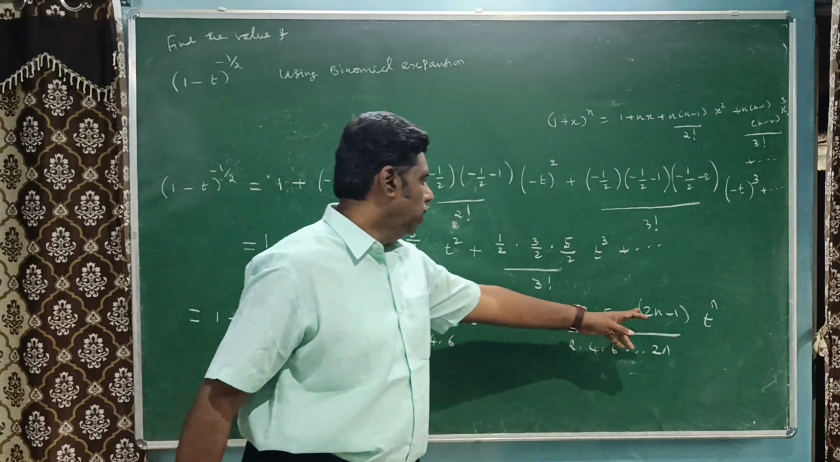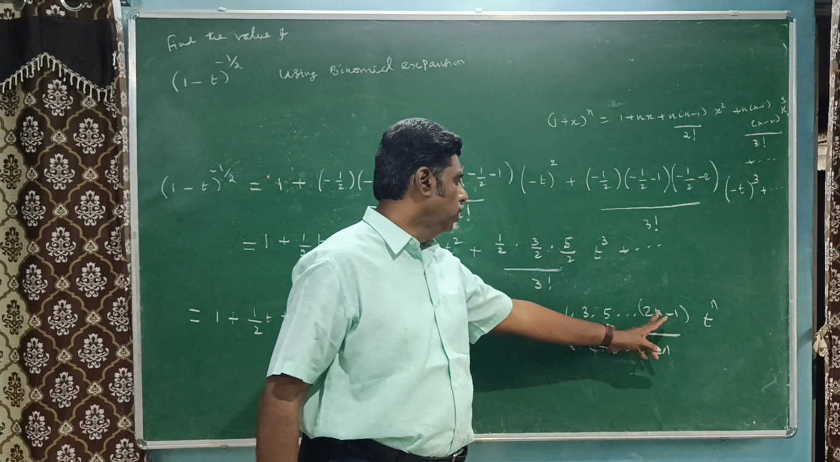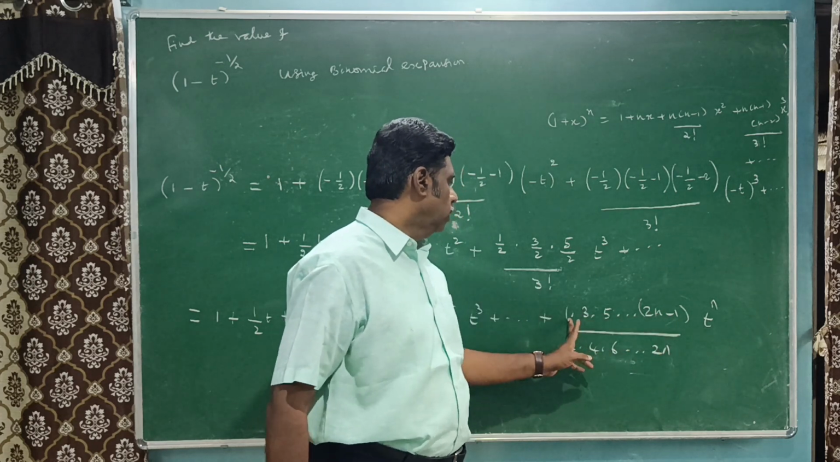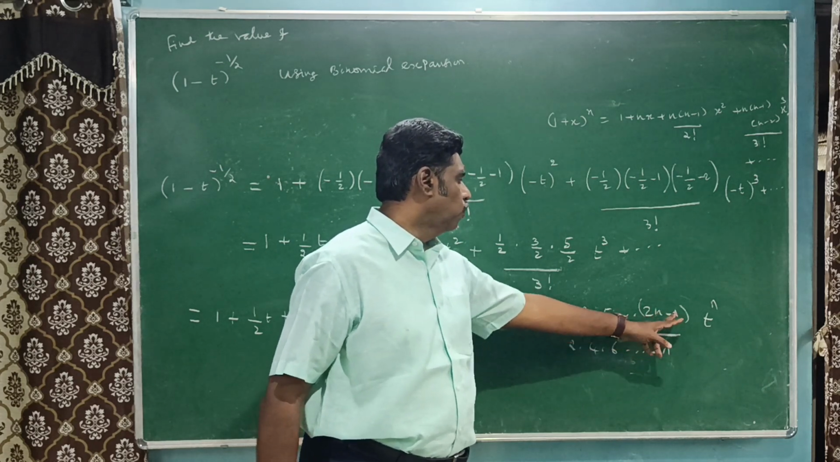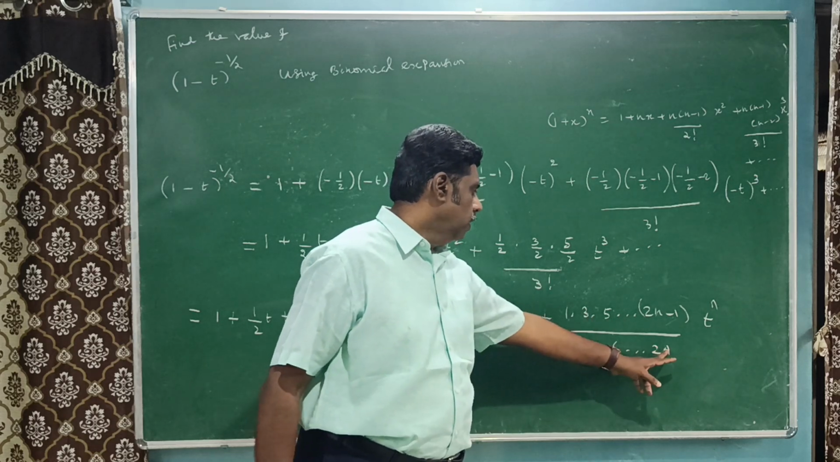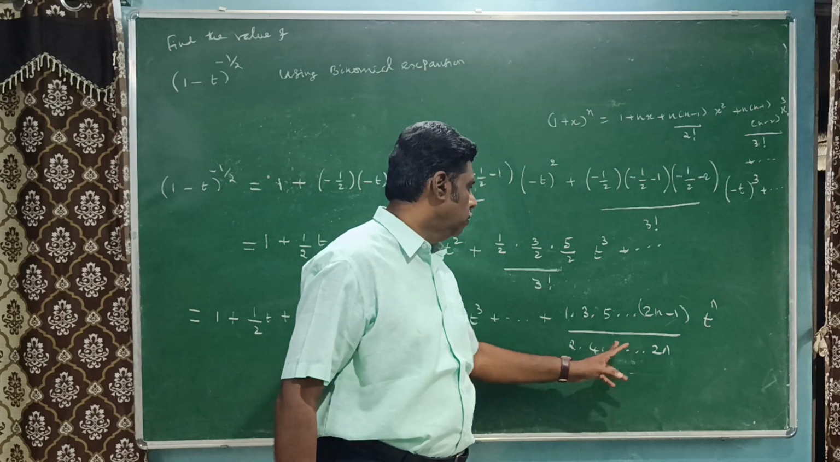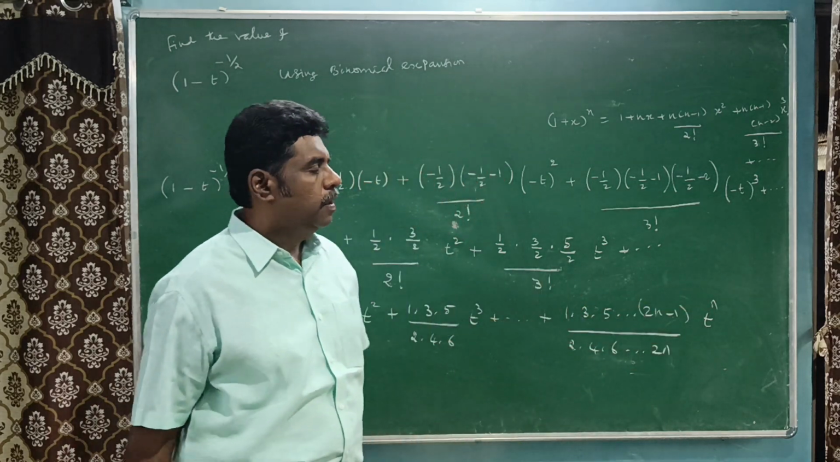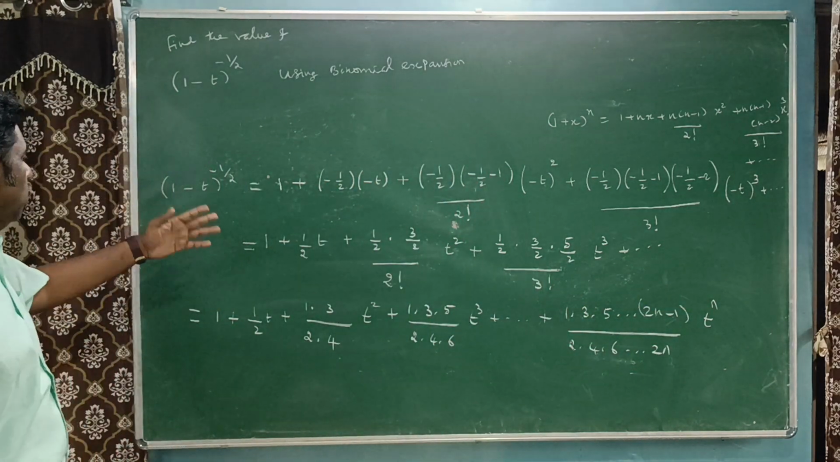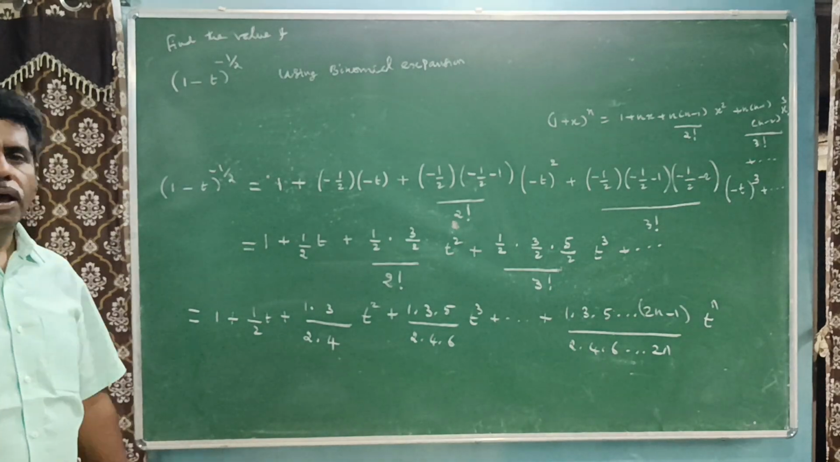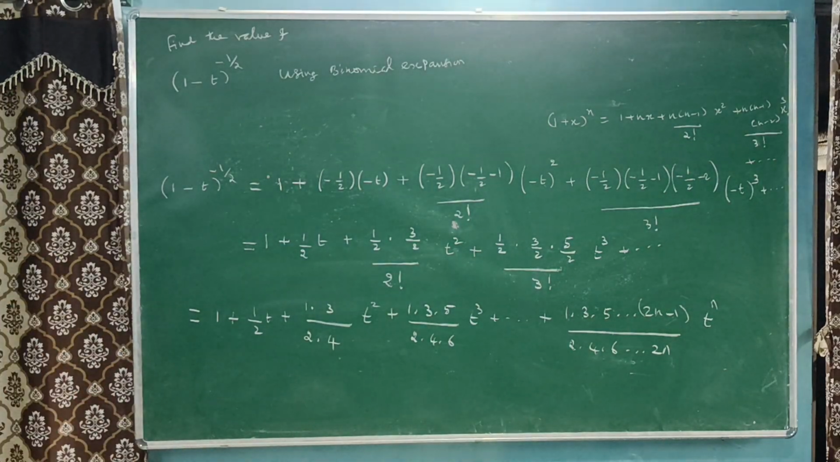See here, if you put n equal to 1, 2 into 1 is 2, 2 minus 1 is 1. For n equal to 2, 2 into 2 is 4, 4 minus 1 is 3. If you put n equal to 1, you get the first term, n equal to 2, the next term. So this is the nth term. In this way, we have expanded the value of (1 minus t) to the power minus half. Now we will go to our actual function.